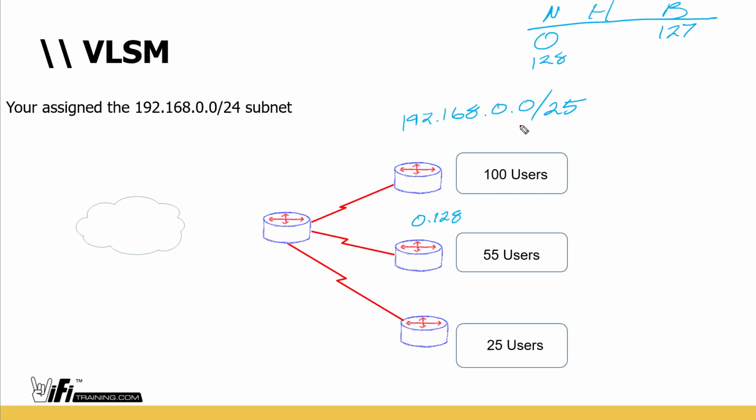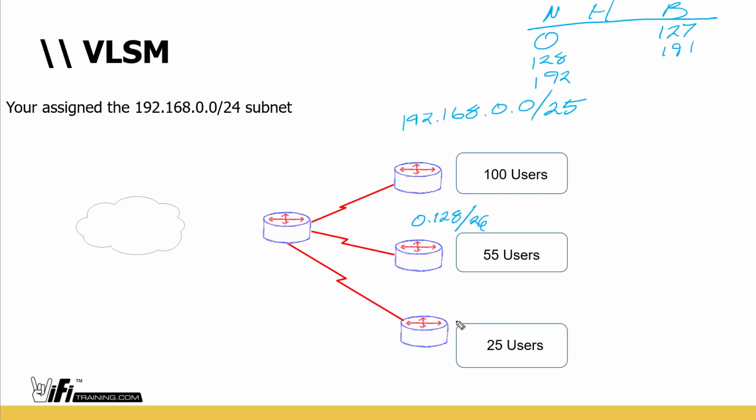And now we need to figure out how many would get us to 55 users. Well, that would be a /26. And if we do a /26, we get a block size of 64, which brings us up to 192 under the network column. So the next network is 192. That leaves 191 up here under the broadcast. Okay, so that's how that works.